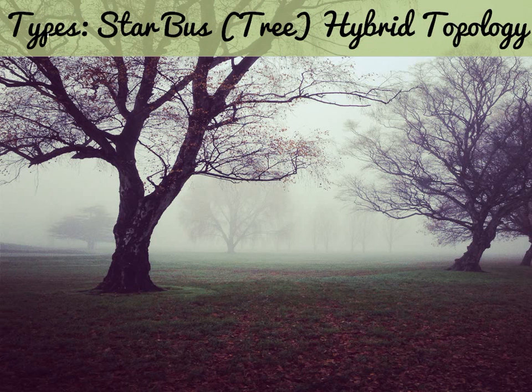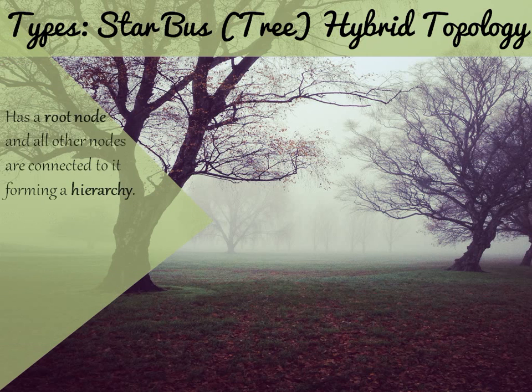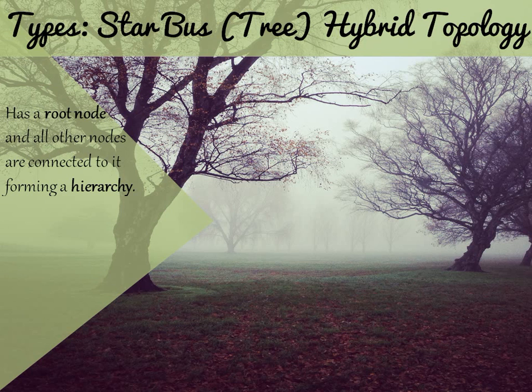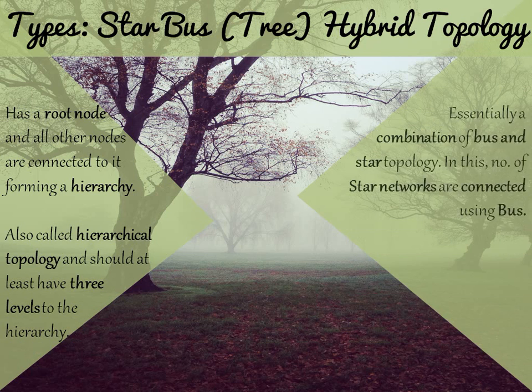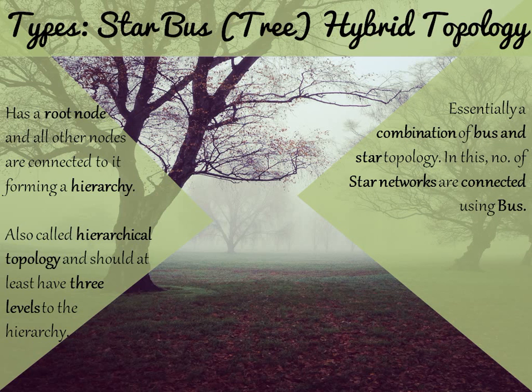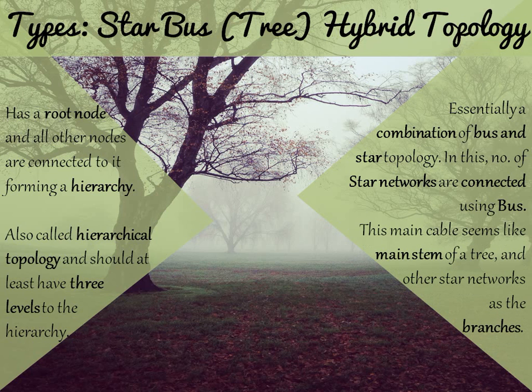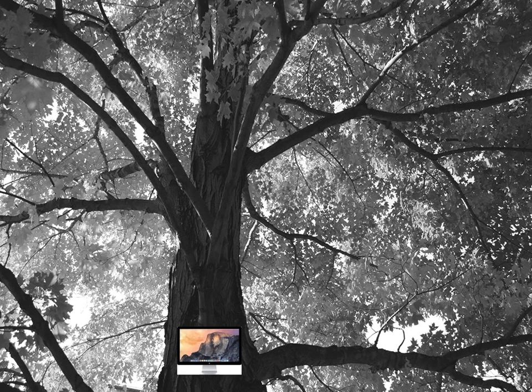The second type of hybrid topology is star-bus or tree topology. It has a root node and all other nodes are connected to it, forming a hierarchy. Also called hierarchical topology, it should have at least three levels in the hierarchy. Essentially a combination of bus and star topology. In this, a number of star networks are connected using a bus. This main cable seems like the main stem of a tree and the other star networks as the branches. The configuration of it is as follows.